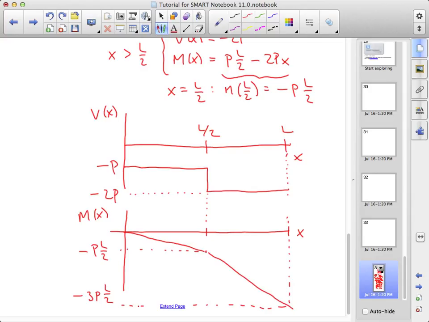Notice that the appearance of the discrete force at L over 2 has given us a discontinuity in V, but not a discontinuity in M. However, it is the case that we have a kink in the M of x curve at x equals L over 2. So even though we don't have a discontinuity in M, we do have a discontinuity in the slope.